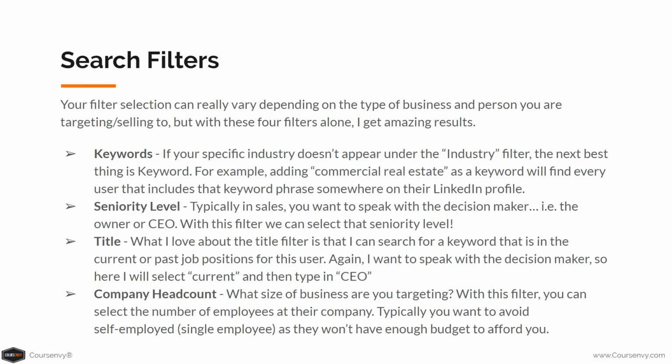Next is title. What I love about the title filter is that I can search for a keyword that is in the current or past job position for this user. Again, I want to speak with the decision maker. So here I will select current for the job position and then type in CEO, owner, and so on. And finally, company headcount. What size of business are you targeting? With this filter, you can select the number of employees at their company. Typically, you want to avoid self-employed or single employee businesses as they won't have enough budget to afford your services or product.